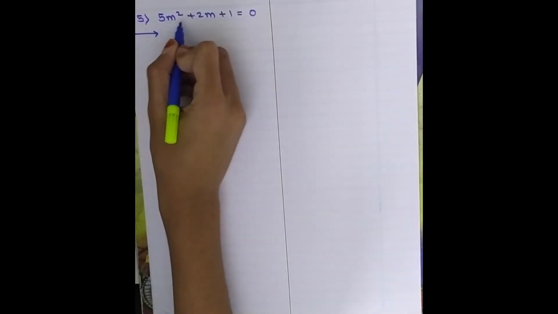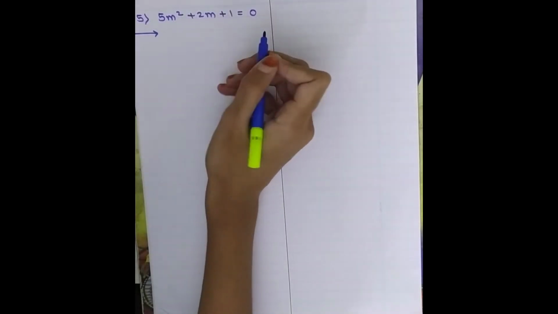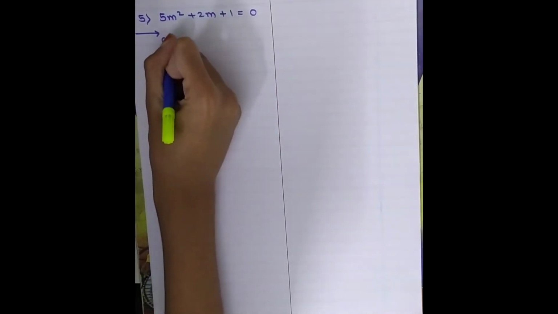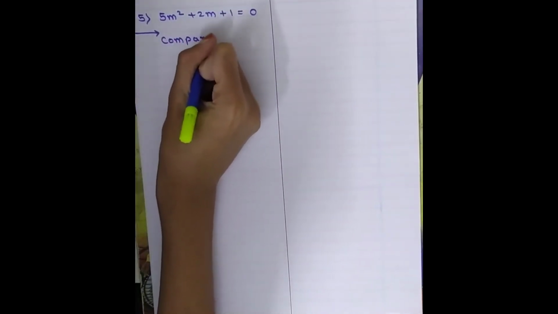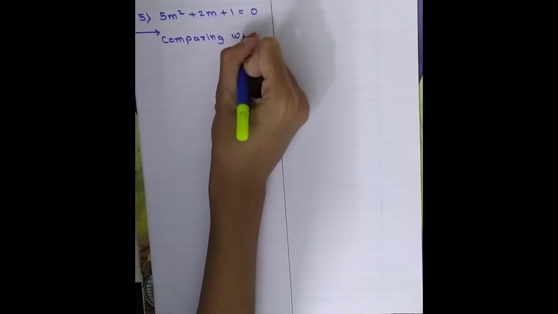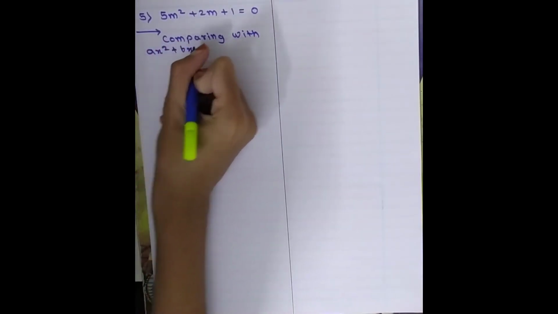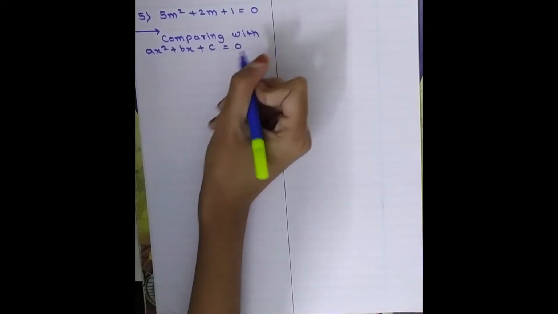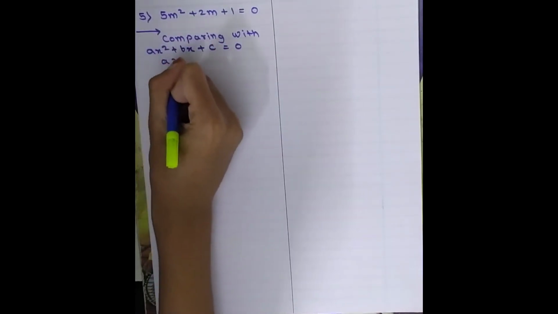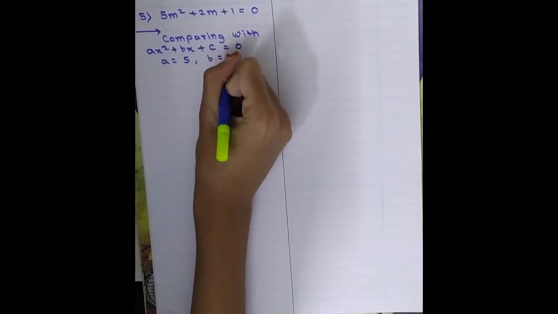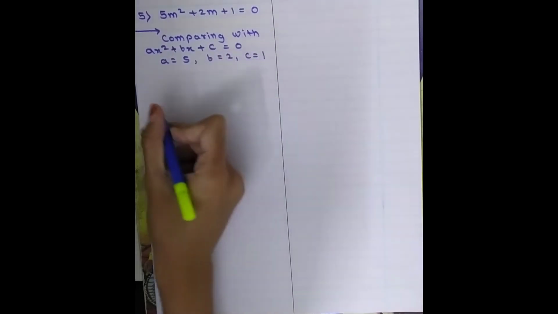Fifth question is 5m square plus 2m plus 1 is equal to 0. So comparing with ax square plus bx plus c is equal to 0, then a is equal to 5, b is equal to 2 and c is equal to 1.